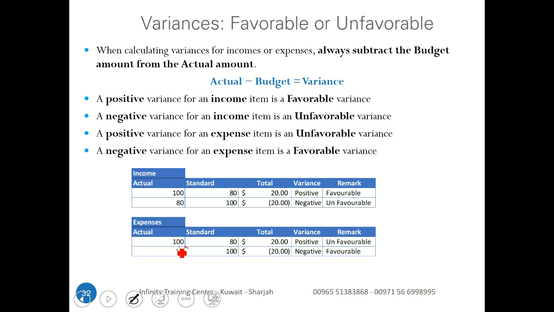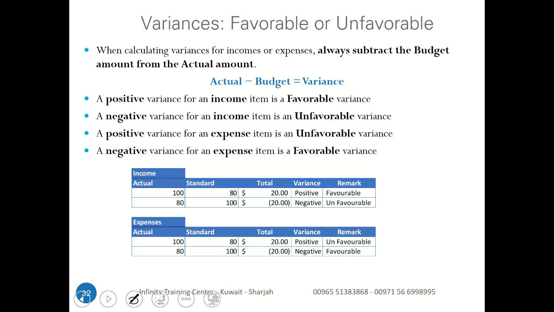And it is opposite in case of actual is 80 and standard is 100. So here my standard is 100. I am supposed to spend $100, but I spent only $80. So that means I have a negative value here because we are minusing 100 from 80. So you have a negative value. Because of that, we call this variance as favorable variance. Or we can say our actual is less than expected.